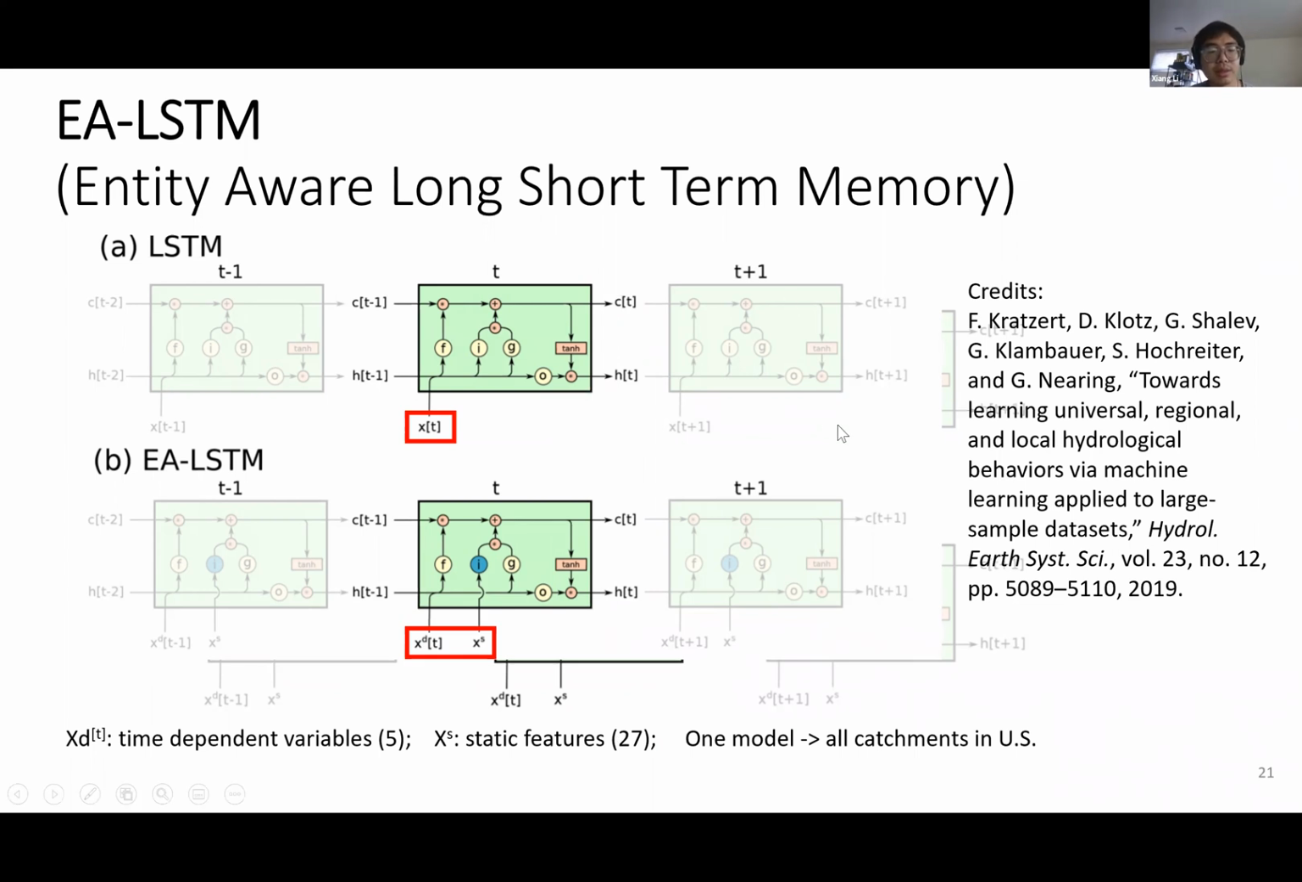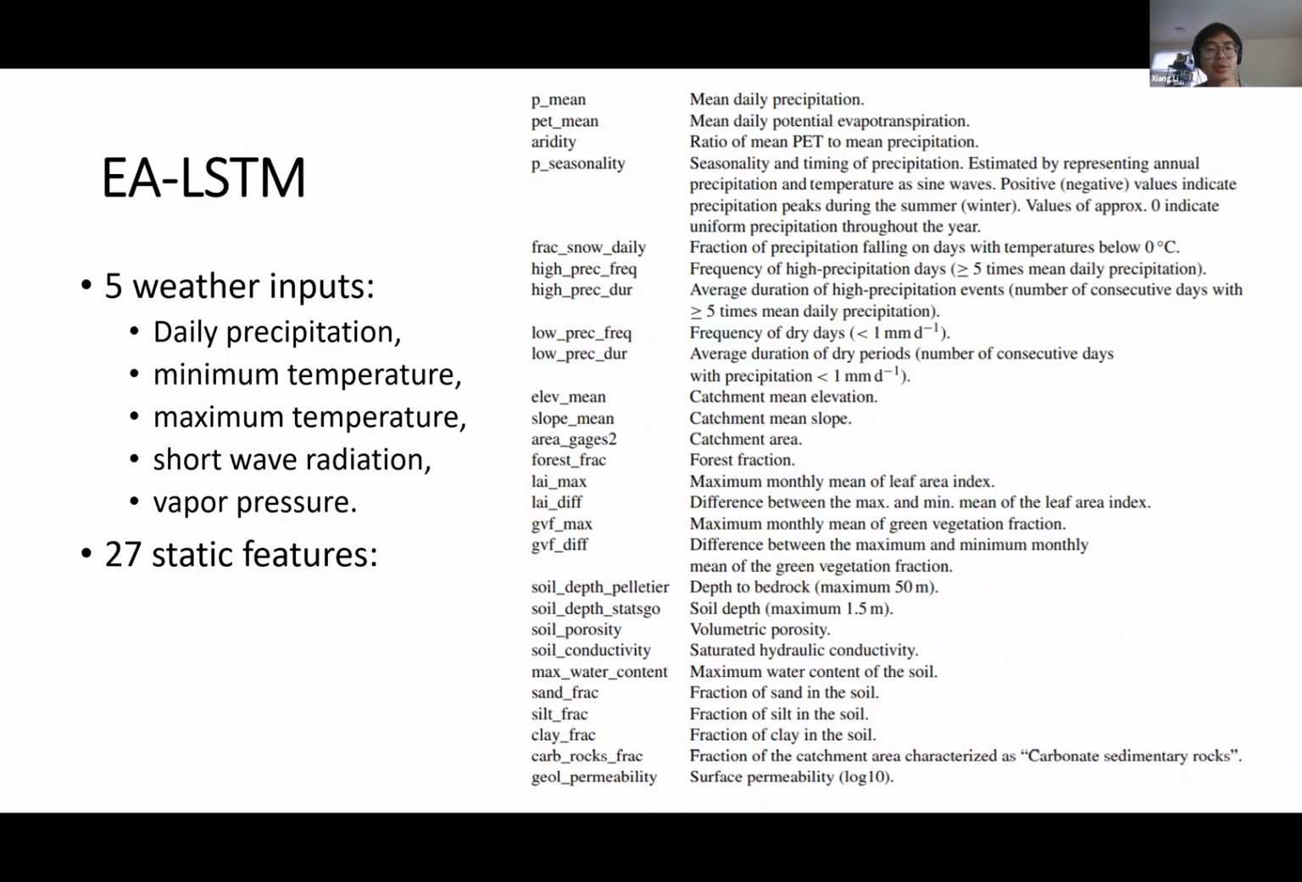To implement this in Kratzert's paper, they feed in the time-dependent variables, which are weather drivers, and also the static features, basin attributes. They don't change a lot over time, because the interest for this implementation is to see how basins vary with each other. We are interested in the spatial similarities instead of the temporal trend. This slide shows the details of what those weather inputs and static features are. I just listed them here in case we want to go back to this slide later.